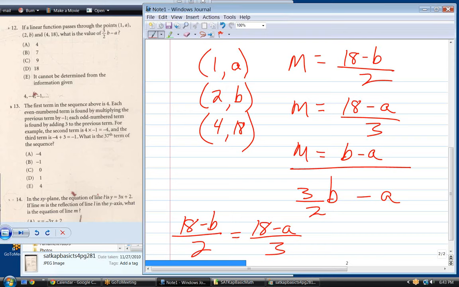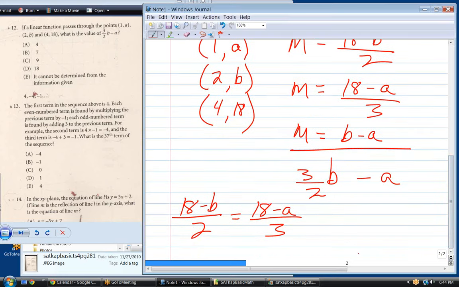Now, does that help? If I multiply both sides by 6, what do I have? I have 54 minus 3b equals 36 minus 2a.